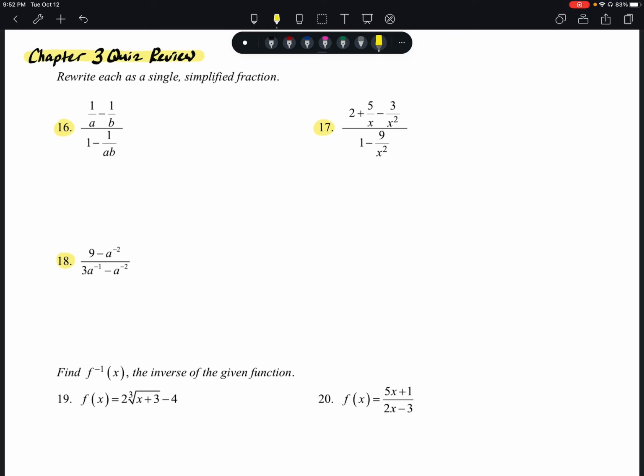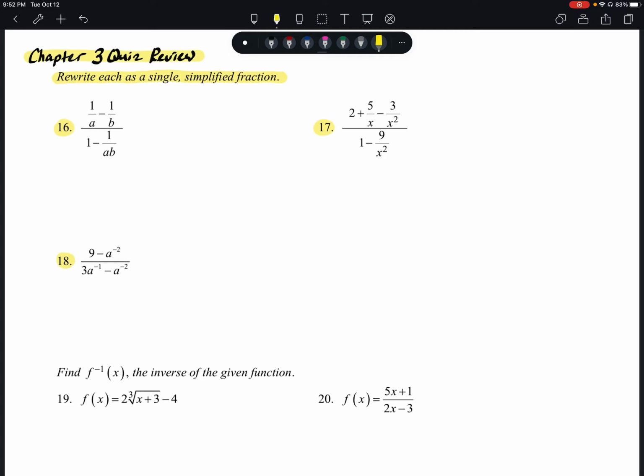Chapter 3 Quiz Review, Problems 16, 17, and 18. Our directions are to rewrite each as a single simplified fraction. All right, so 16, we have some complex fractions. We have 1 over a minus 1 over b, and it's all being divided by 1 minus 1 over ab.